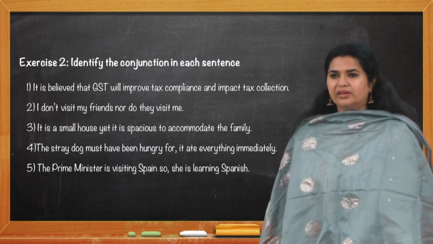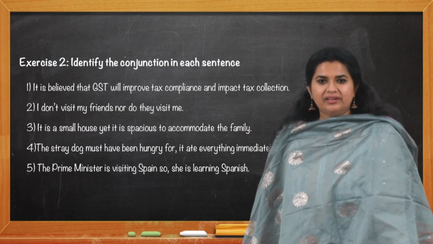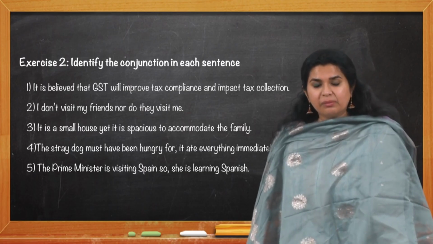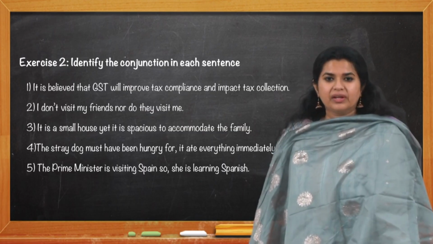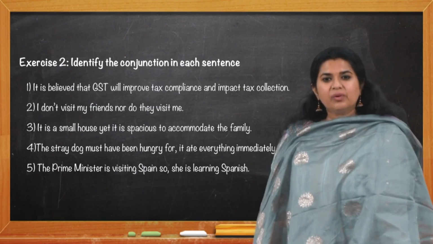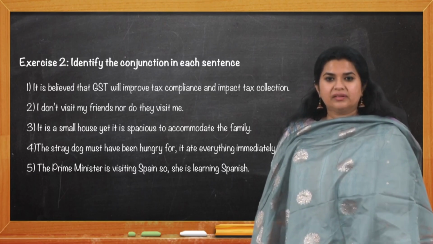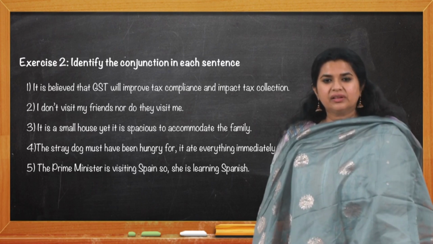Here is an exercise for you. Identify the conjunction in each sentence. It is believed that GST will improve tax compliance and impact tax collection. So, identify the conjunction. I do not visit my friends, nor do they visit me. It is a small house, yet it is spacious to accommodate the family. The stray dog must have been hungry, for it ate everything immediately. The Prime Minister is visiting Spain, so she is learning Spanish.